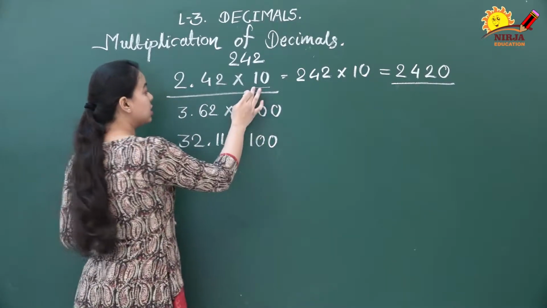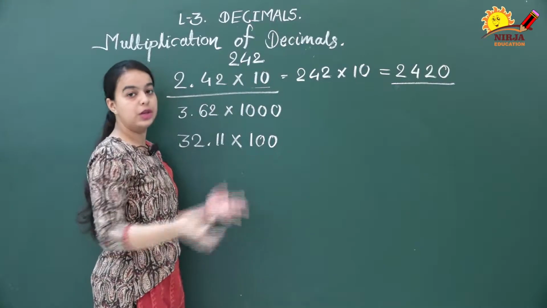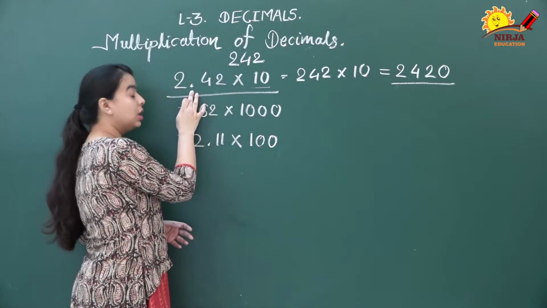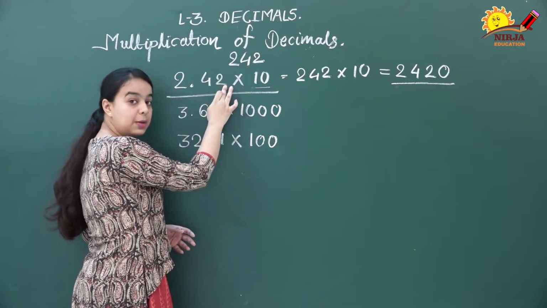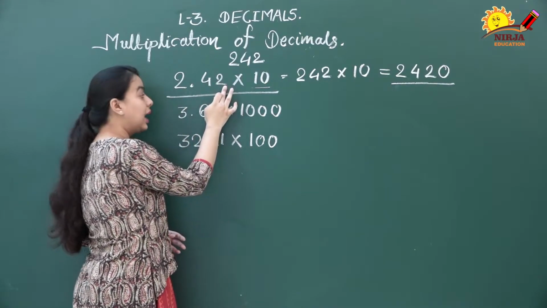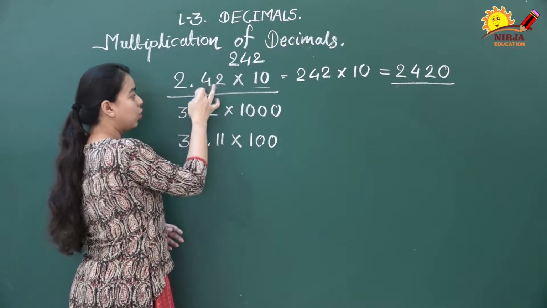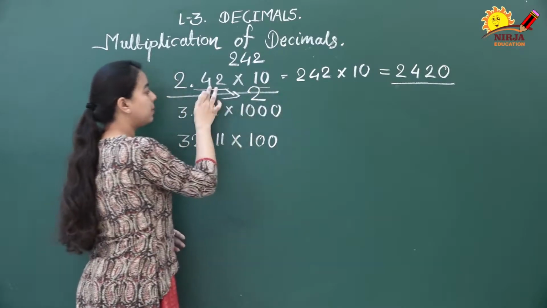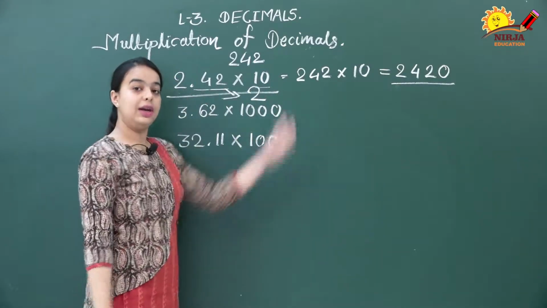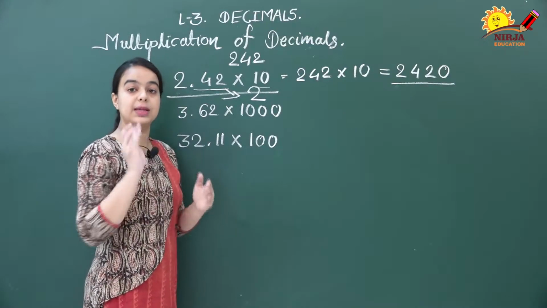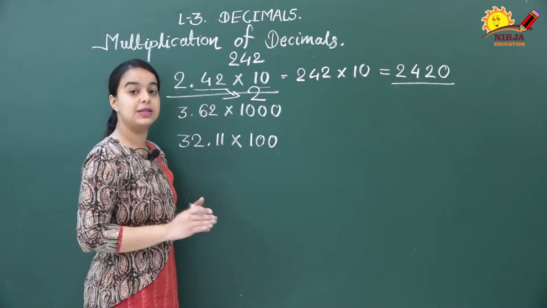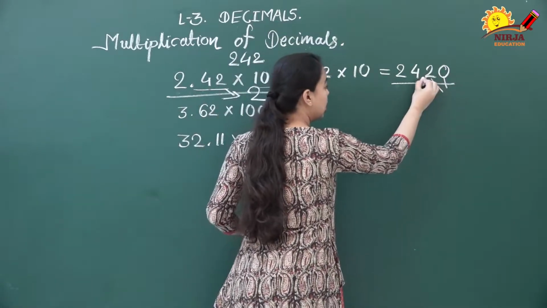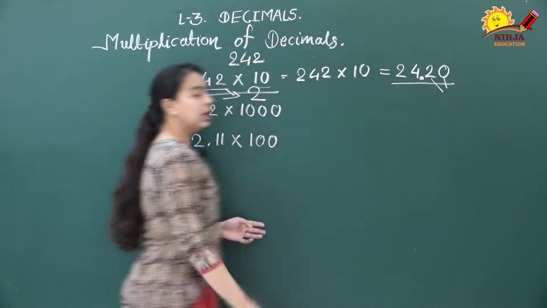Now what we need to do is count decimal places in the numbers which we are multiplying. As you can see over here, 10 has no decimal point, so no need to count any decimal places. But here there is a decimal point. So we need to count decimal places from the right of the number. So 1 and 2. There are 2 decimal places in this number. So in the answer also, we need to put the decimal point after 2 decimal places from the right of the number. So let's count. This is 1, this is 2. So here we are going to place our decimal point.